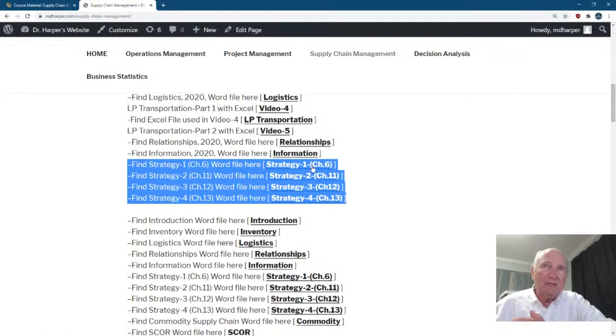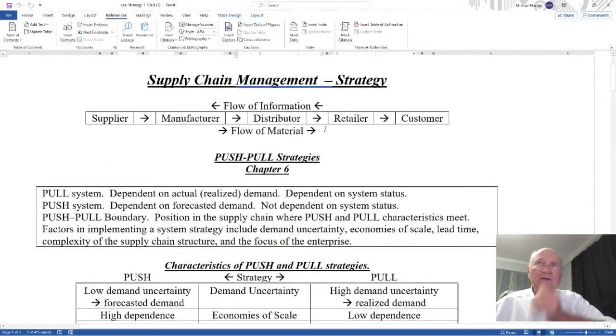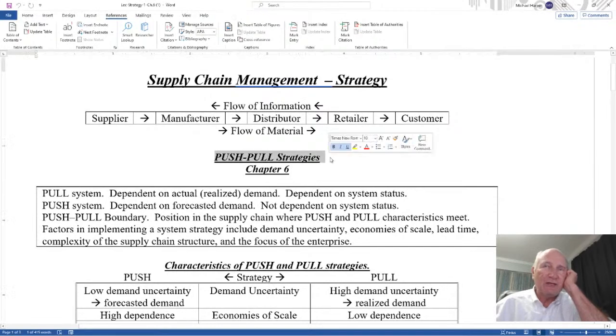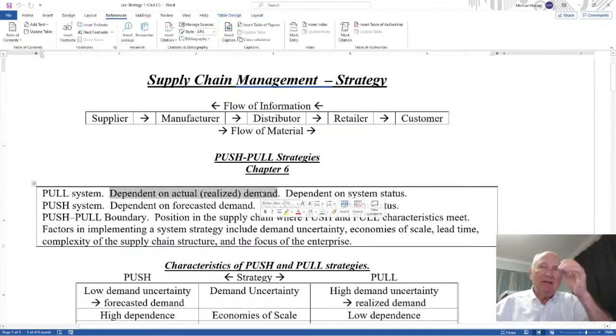Okay, and so let's start. Let's download each one of these. And let's start with chapter 6 here and do the first one. Okay, the first one really is push-pull strategies. Now this is way back on chapter 6, where he's talking about inventory, but the push-pull strategies in inventory also apply to the system. In other words, a pull system is dependent on actual realized demand, and that's a pull type of realized demand instead of forecasted demand.